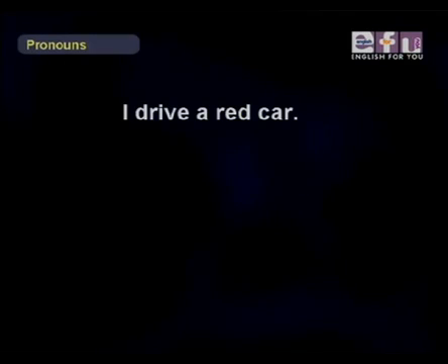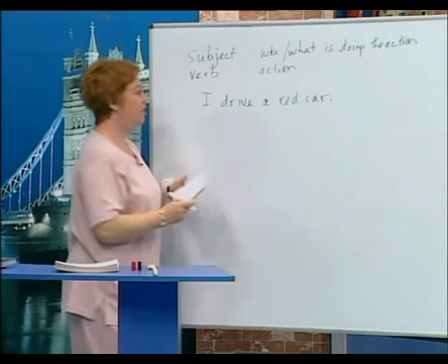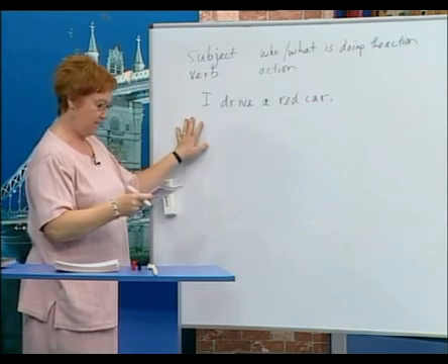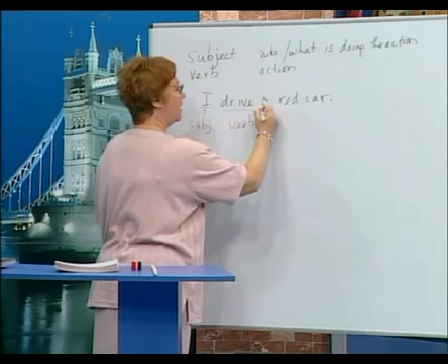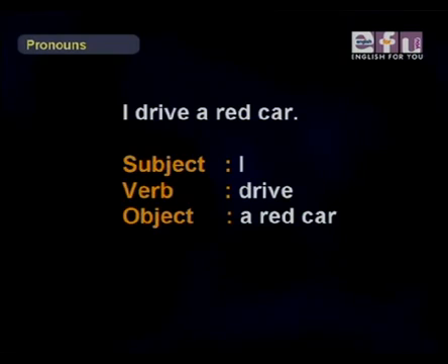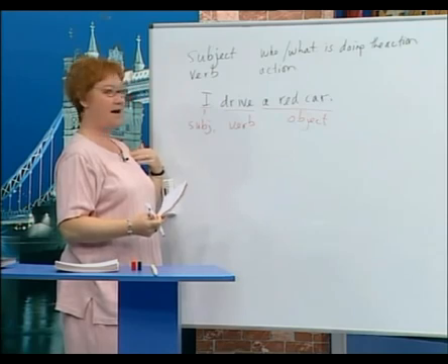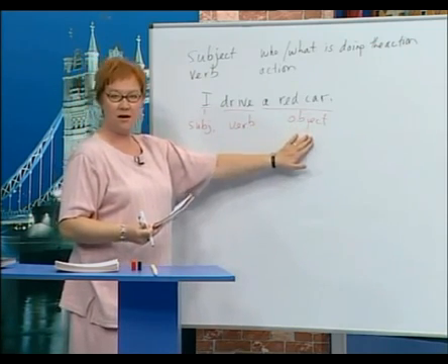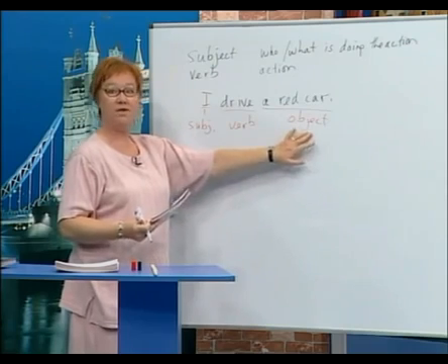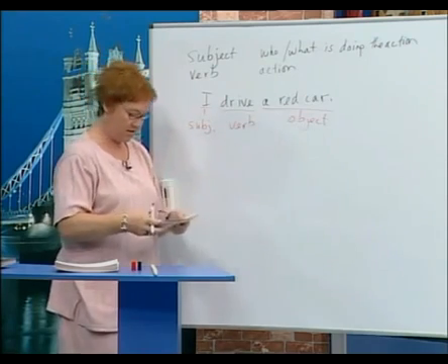I drive a red car. Now, this is the subject, verb, and this is the object. Okay? I drive a red car. I, who, drive, action, a red car, object, what? What do I drive? I drive a red car.